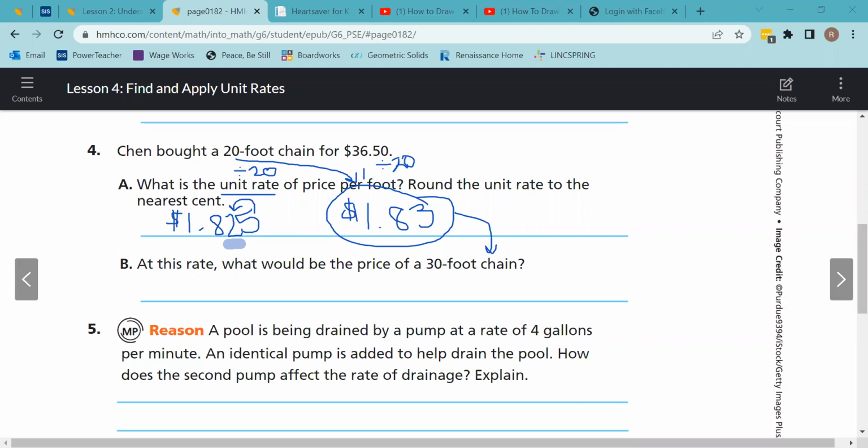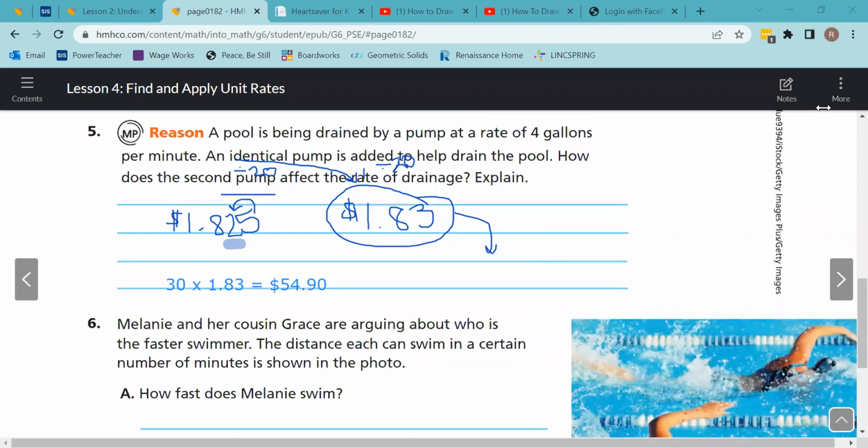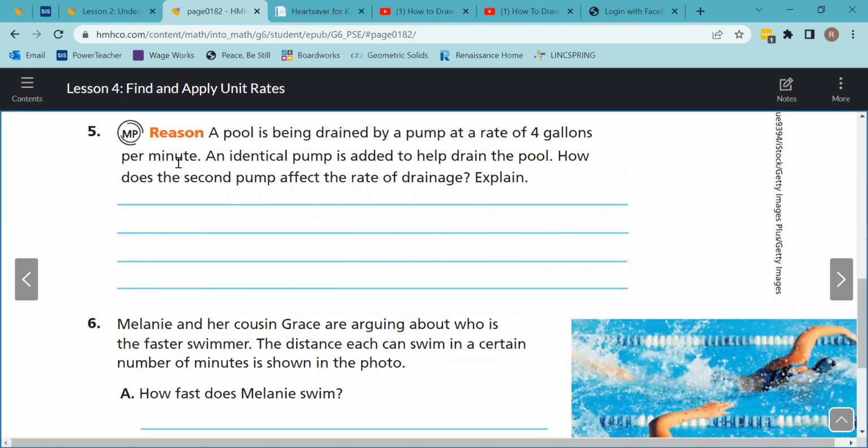Again, if I were really worried about you, I would not allow this, but we've got 30 feet times that 1.83. Punch it in. Show me what you did though. 30 times 1.83, and that equals, we've got a label on here still. Go to the nearest cent, it's 9/10, so it would be not 9 cents, but 90 cents. Okay, $54.90.